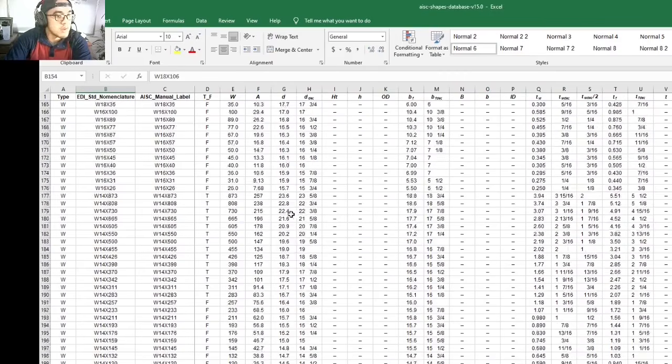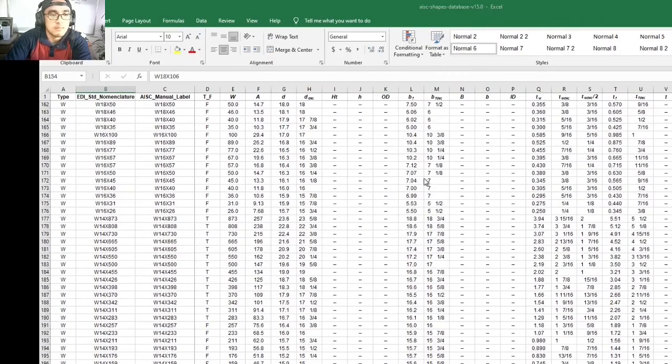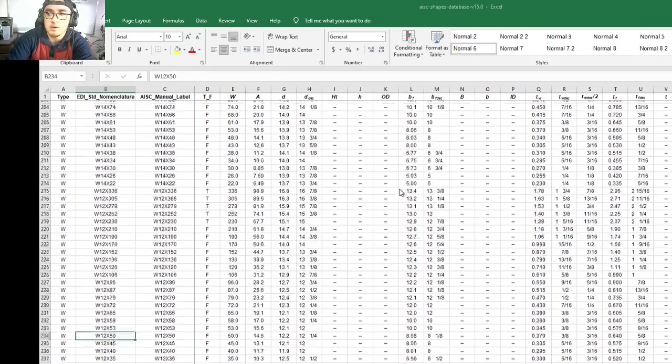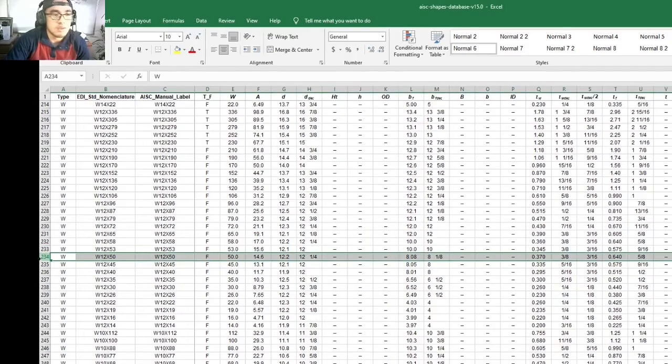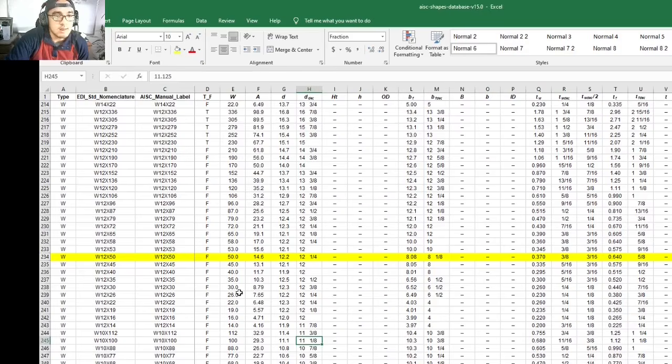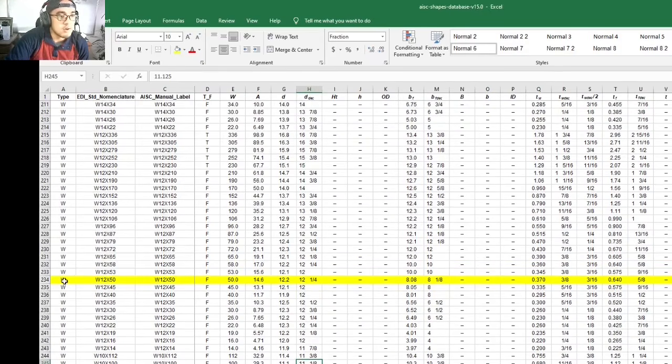But in my case, I would be typing Control F, tapos hanapin ko W12 by 50. So hindi ko alam kung nakikita nyo, pero hindi ata. So W12 by 50. And nandito siya. Ito yung aking hinanap na W12 by 50. So I would just be highlighting it para makita nyo. So ang mga kailangan ko kasi dito would be the areas and the radius of gyration.